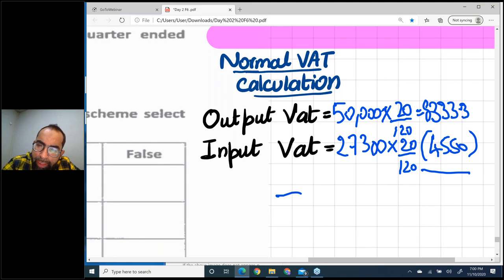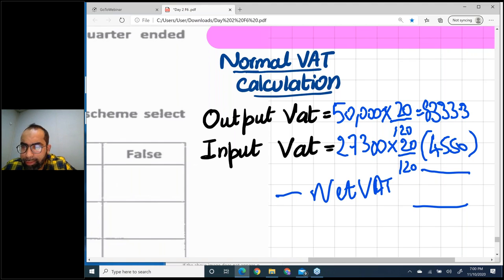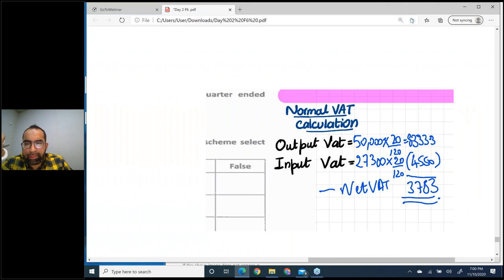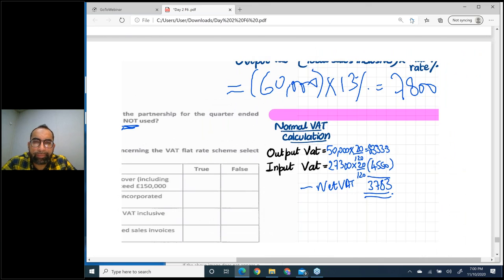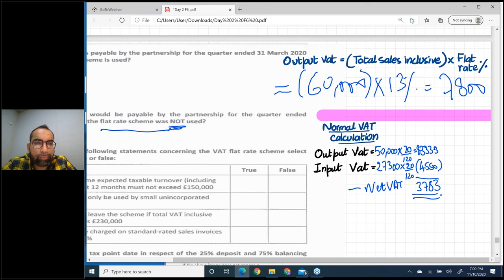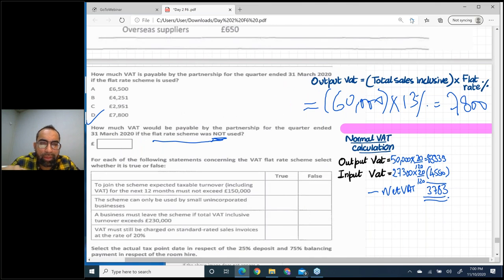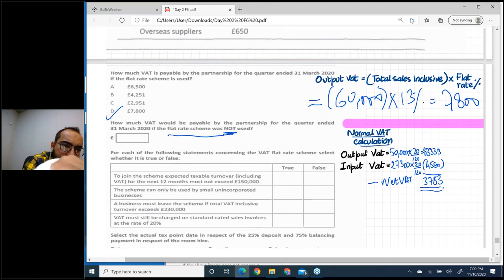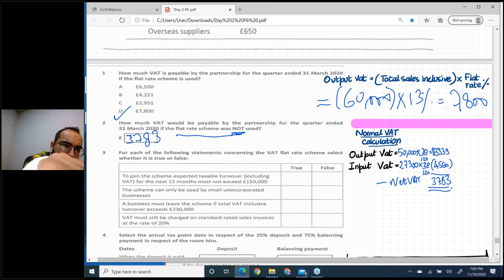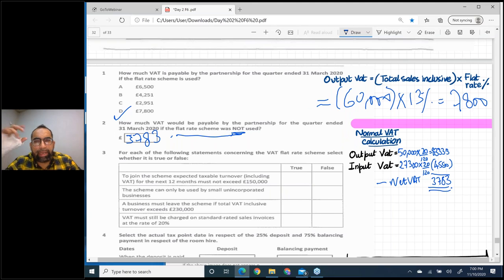Okay, so can you tell me the net VAT payable? How much is the net VAT payable? 8,333.3 minus 4,550 is 3,783. So the answer here is 3,783.